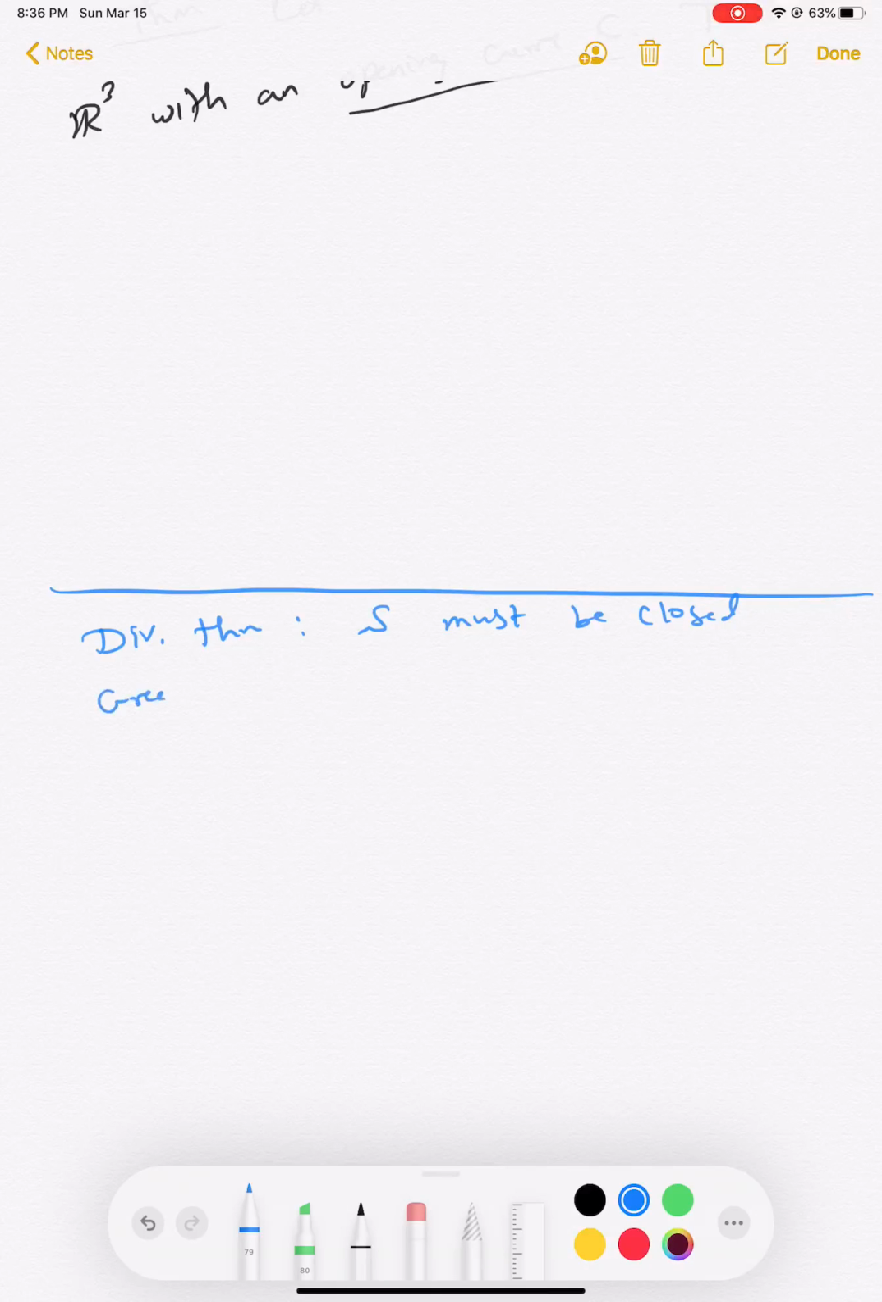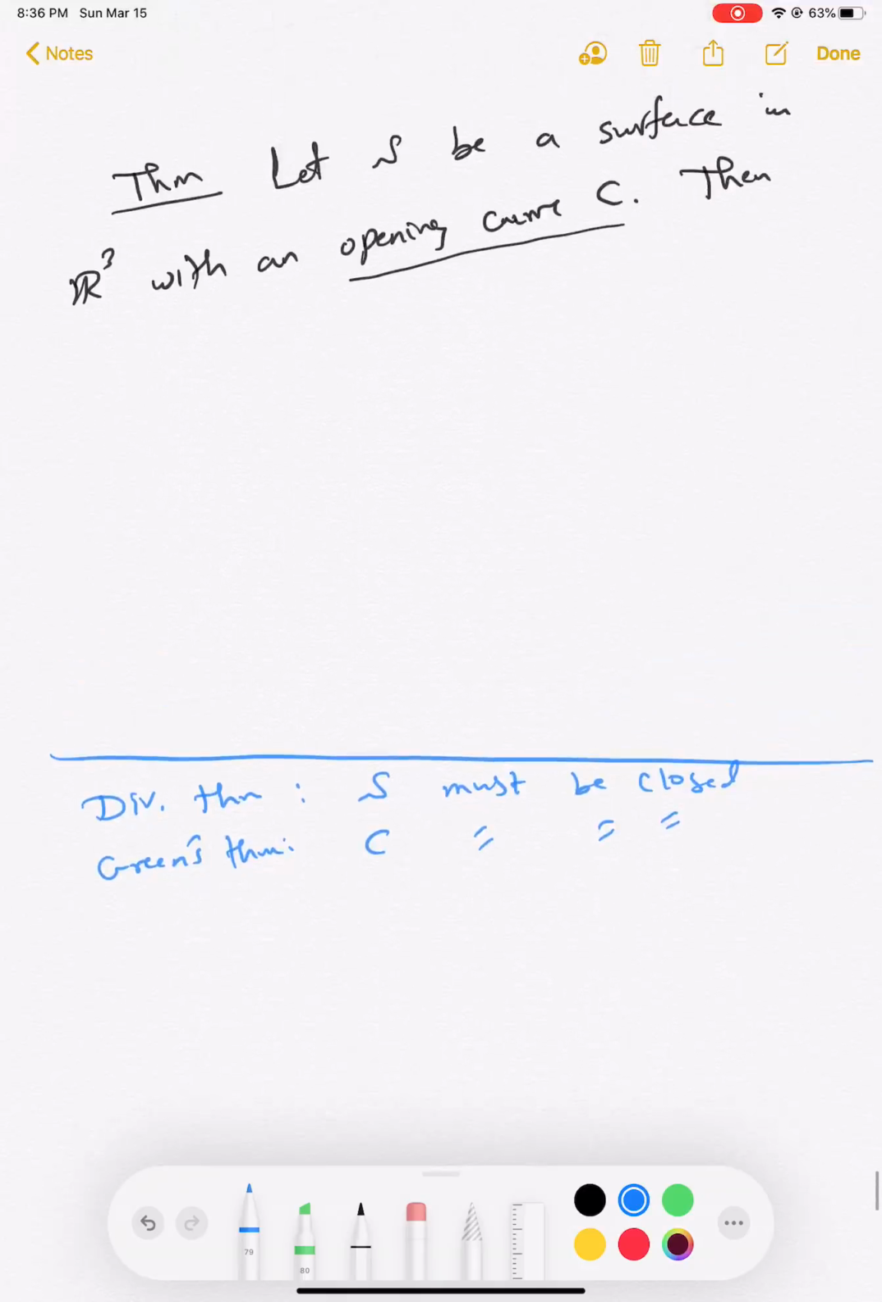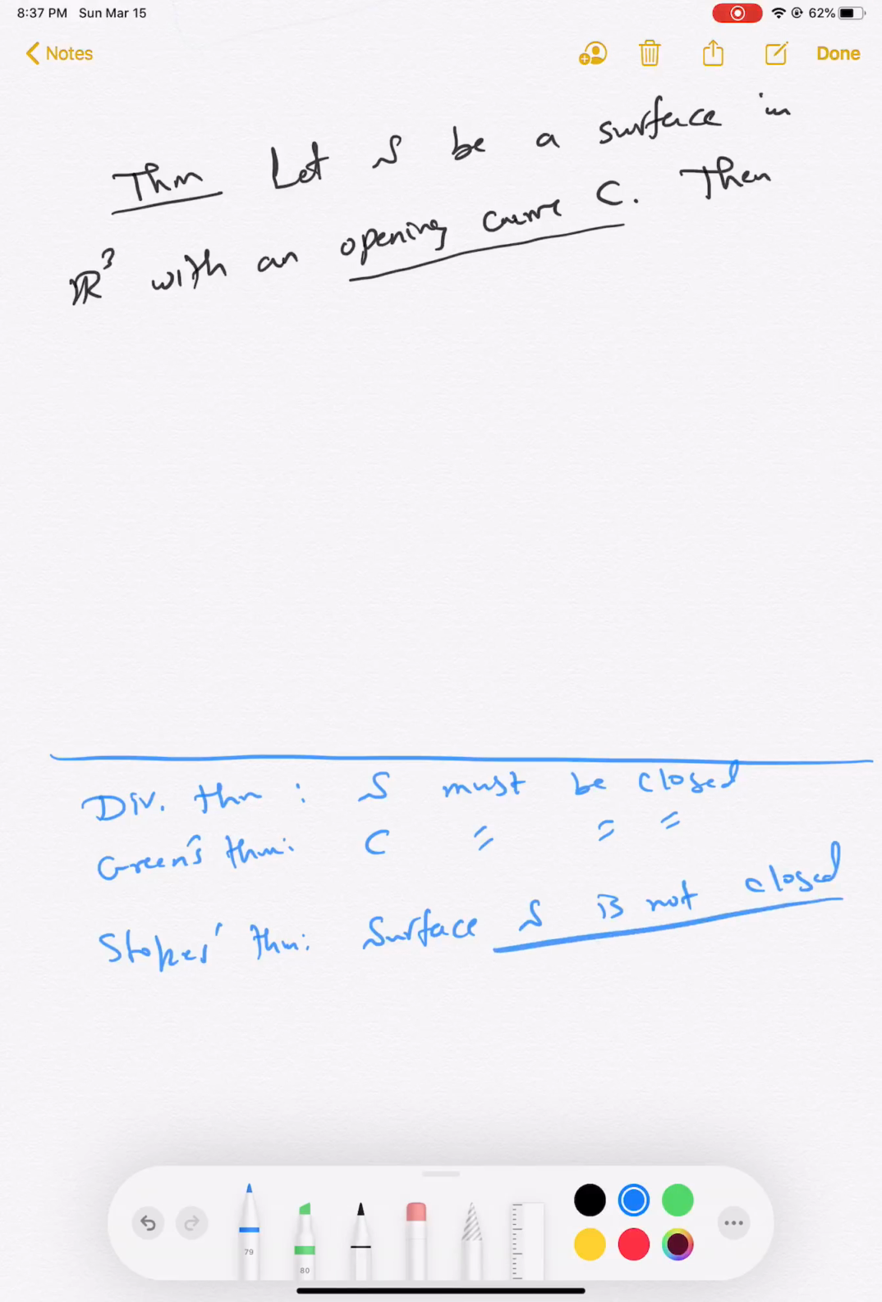In Green's theorem, the curve C must be closed. You can't apply Green's theorem without having a closed curve. Now, the first difference in Stokes theorem, the surface, I'm writing it, surface S is not closed. It has to be not a closed surface. I'm not saying open, because open and closed in mathematics, they have different meanings. So the surface S is not closed.